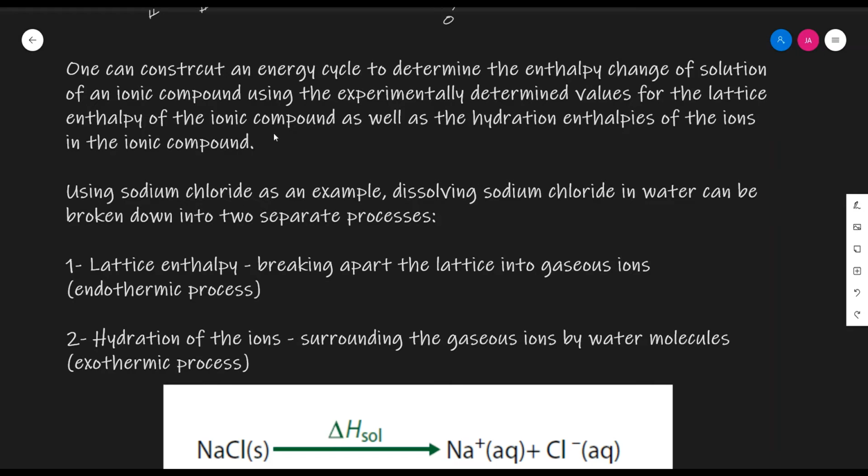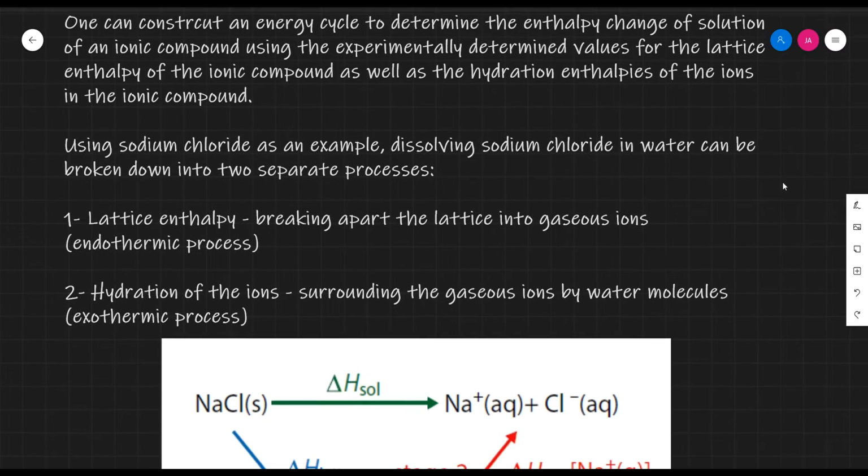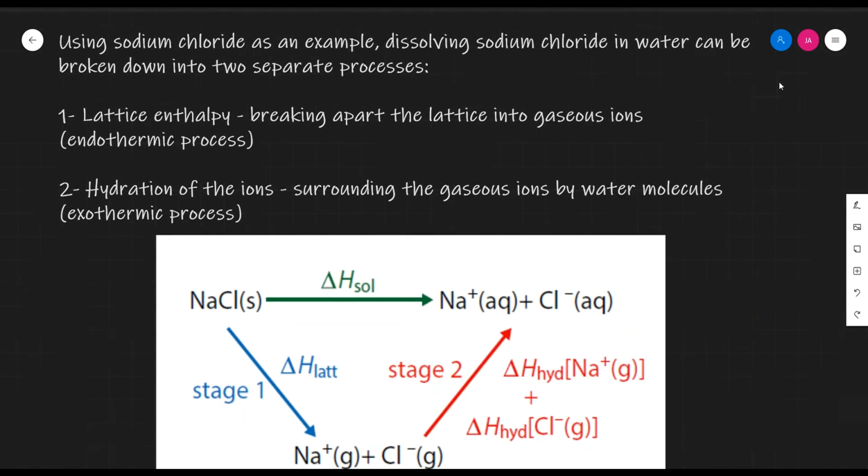I will use sodium chloride as an example. Dissolving sodium chloride in water, as stated here, can be broken down into 2 separate processes. The first is the lattice enthalpy, which is an endothermic process, and it involves the breaking apart of the lattice into gaseous ions, basically the breaking of the ionic solid into gaseous ions. The second stage of this cycle would be the hydration of these ions, which is surrounding the gaseous ions by water molecules, which is always an exothermic process, as displayed here.